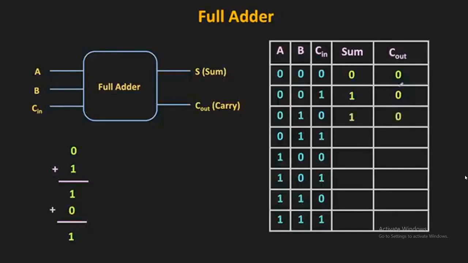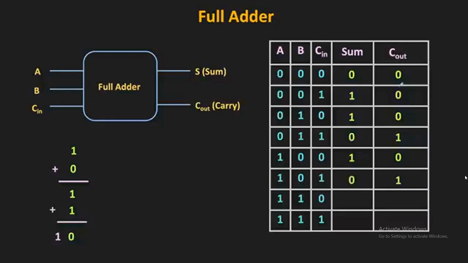Likewise, in the fourth row, 0 plus 1 is equal to 1 and this 1 is added with another bit 1 which gives 0 with carry as 1. That means in the fourth row, the sum bit is equal to 0 while the carry bit is equal to 1. Likewise, in the fifth row, the sum bit is equal to 1 while the carry bit is equal to 0. Similarly, in the sixth row, 1 plus 0 is equal to 1 and 1 plus 1 is equal to 0 with carry as 1. That means sum bit is equal to 1, the carry bit is also equal to 1.